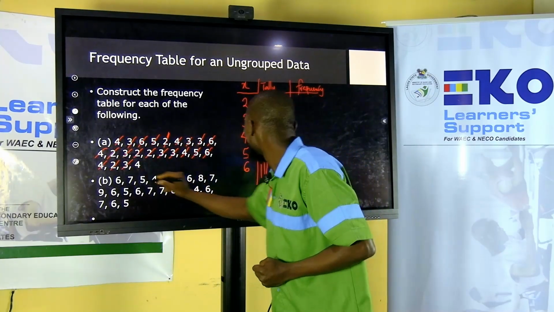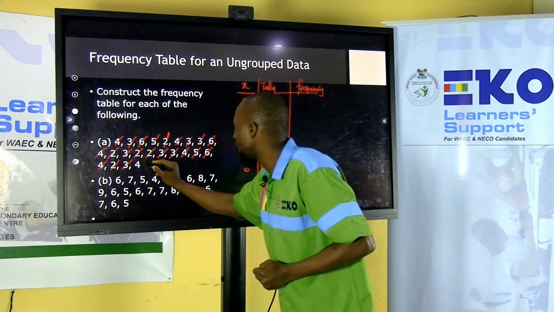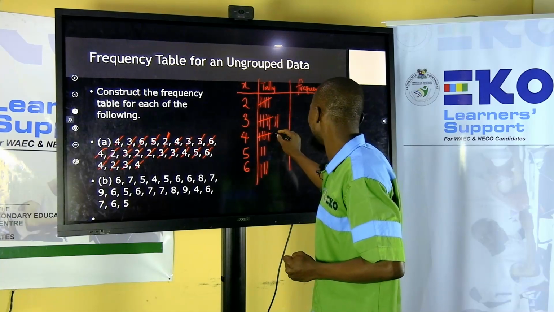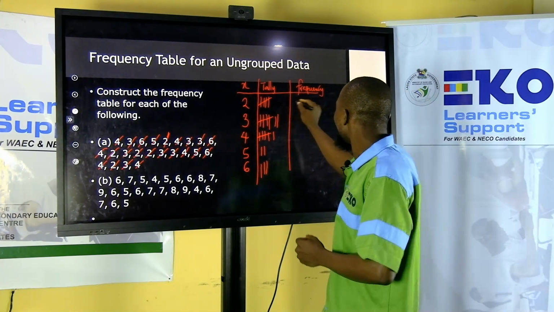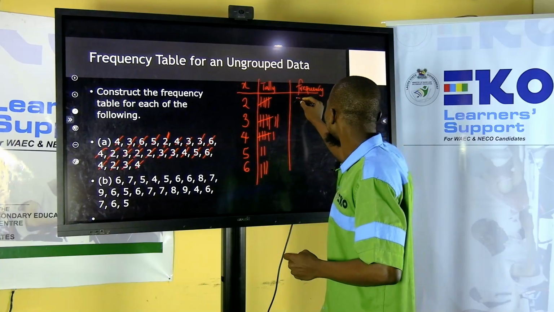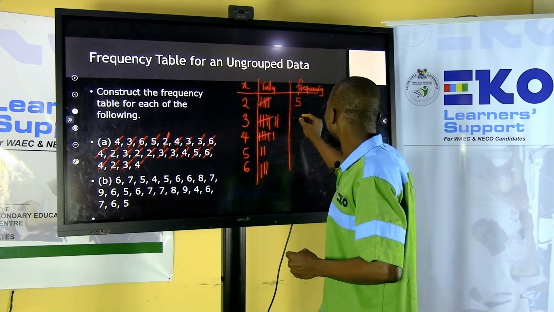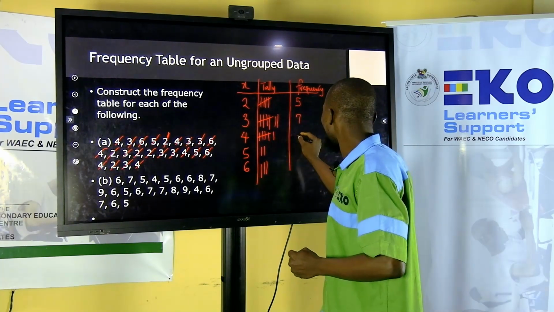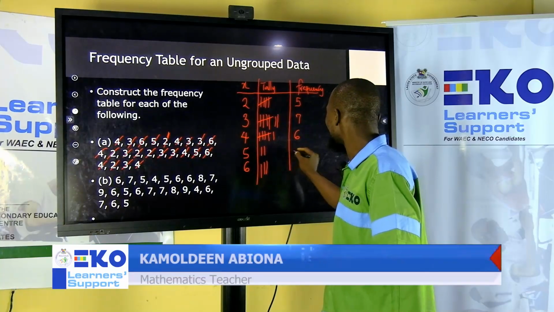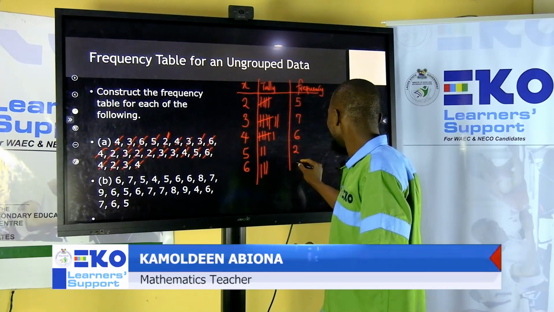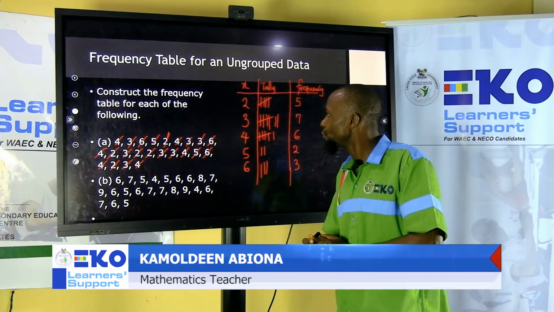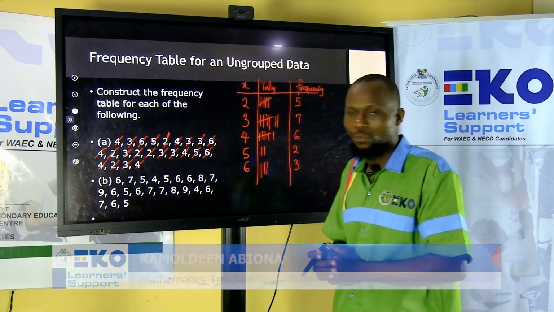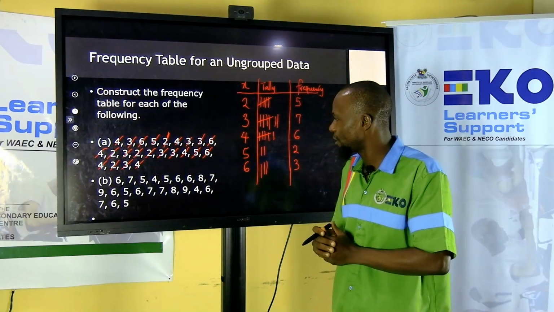I have 3. This is 3. I have 4. This is 4. So from that, I can now write it out. I have, this is 5. This occurred 7 times. This occurred 6 times. This occurred 2 times. And this is 3 times. So this is my frequency table for this particular data.